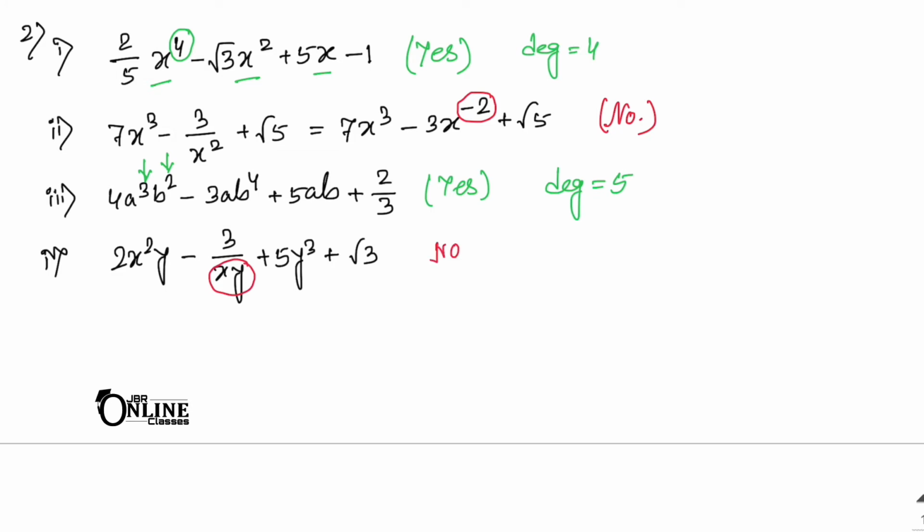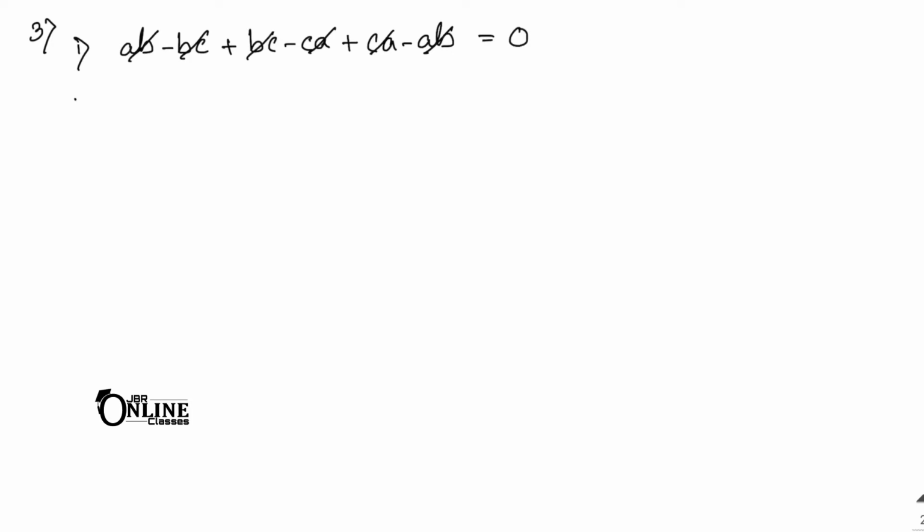So that means it's not a polynomial. So your answer is no. Now sum number 3. In sum number 3, add the following expression. So first one here, AB minus BC, then addition sign, BC minus CA, then again addition sign, CA minus AB. So here AB, AB cancel out, CA, CA cancel out, and BC, BC cancel out. So equal to 0 because all are in opposite sign.